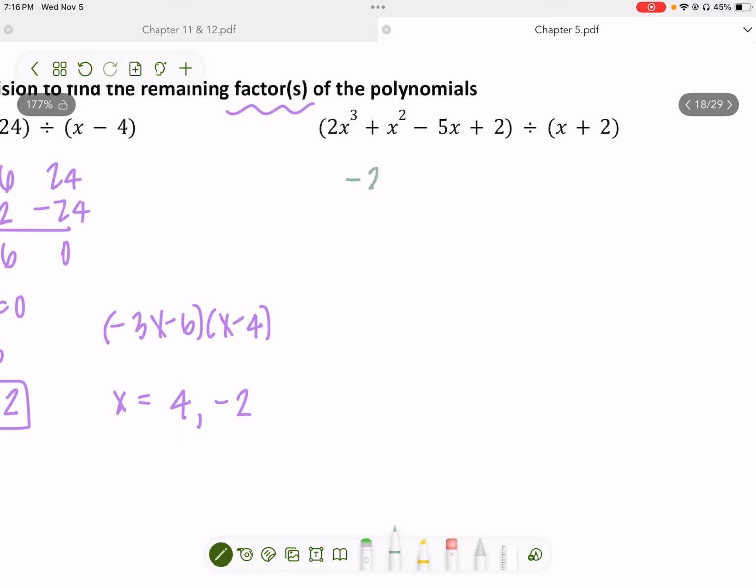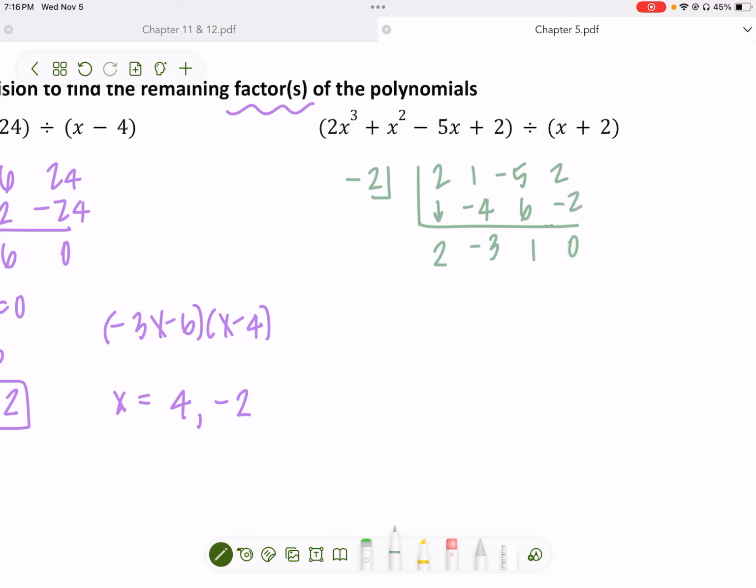Let's do the next one. -2 in the little box, 2, 1, -5, 2 in the long rectangle. Bring down the first term and multiply, and repeat that process all the way. So now we have 2x squared minus 3x plus 1.